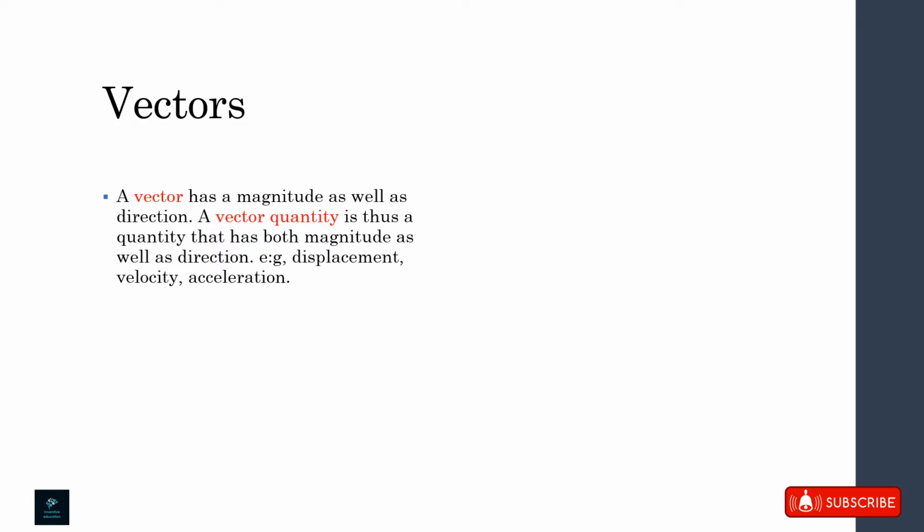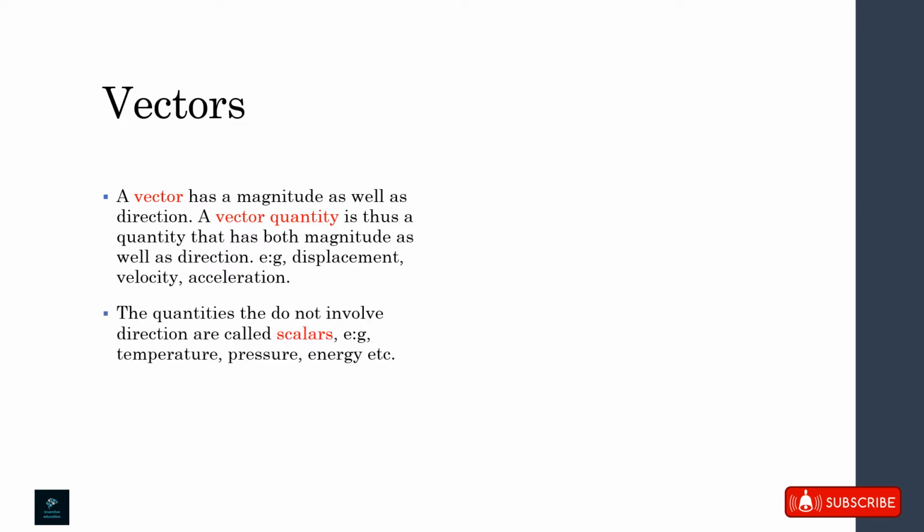Thus, a vector has a magnitude as well as direction, and a vector quantity is thus a quantity that has both magnitude as well as direction. For example, displacement, velocity, acceleration, force, etc. In contrast to vectors, there are certain quantities which do not involve directions. These are called scalars, for example, temperature, pressure, etc.